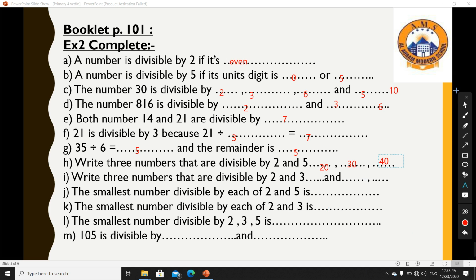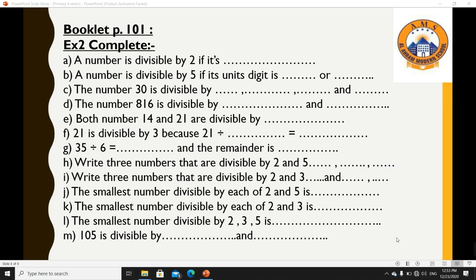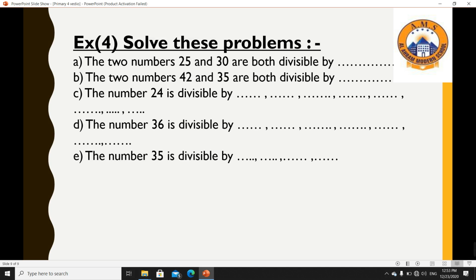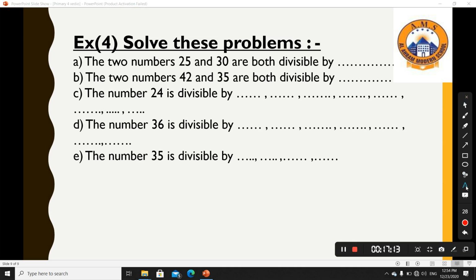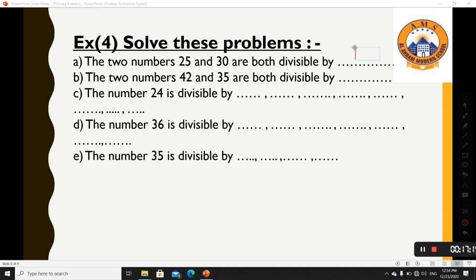Is it easy or difficult? Okay, I hope it's easy. Next exercise. I need 2 numbers. I gave you 2 numbers, 25 and 30. Can you tell me both of them are divisible by what? I have in my unit digit 5 and 0. That means that these two numbers are divisible by, who can tell me? When I have 0 and 5 in the unit digit, that means that both of them are divisible by 5.